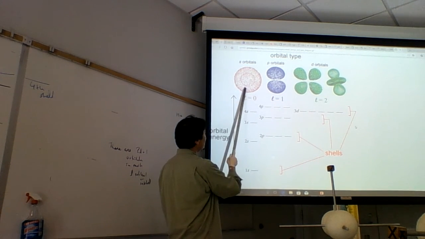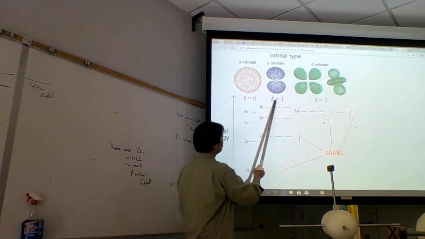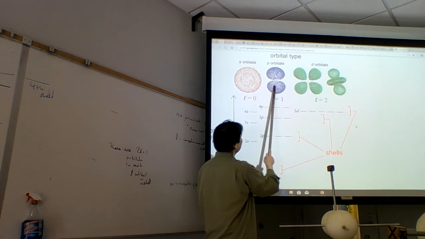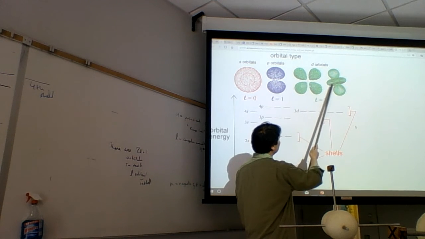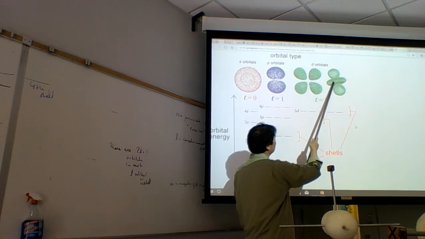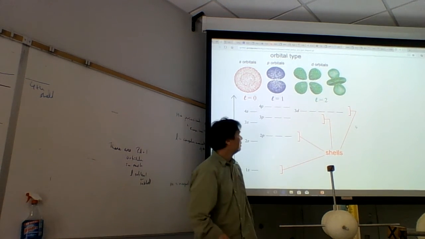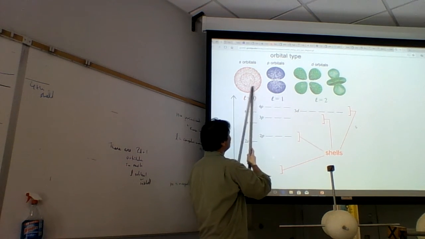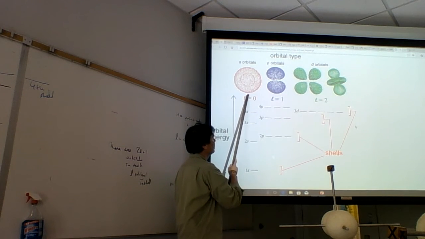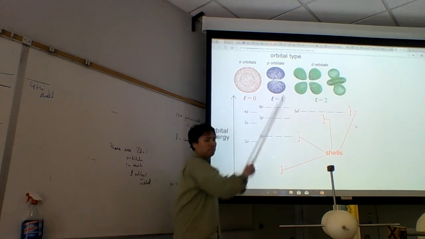The L equals 0 is an s orbital, which is spherical. L equals 1 is a p orbital, which is a dumbbell shape. L equals 2 is a d orbital. D orbital is like a 4-leaf clover, or this, you know, with a hula hoop. That looks like a p orbital with a hula hoop. These shapes you don't need to know, although these aren't too difficult. These shapes you should know. Spherical, S, and the dumbbell P.